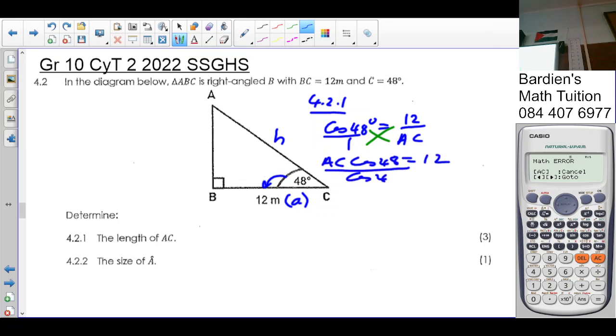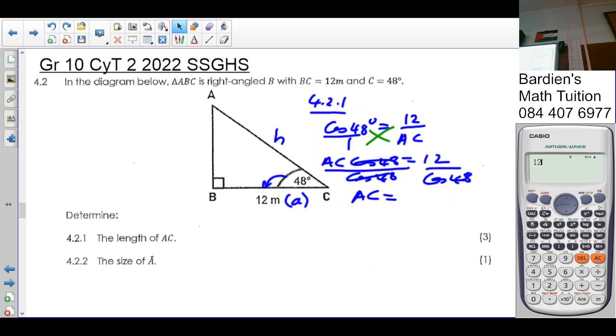Divide by cos 48 both sides. That cancels, so AC is equal to, on my calculator, I put 12 over cos 48, gives us a length of 17,93. So they didn't specify here, so I must use 2 decimal places. It's 17,93.